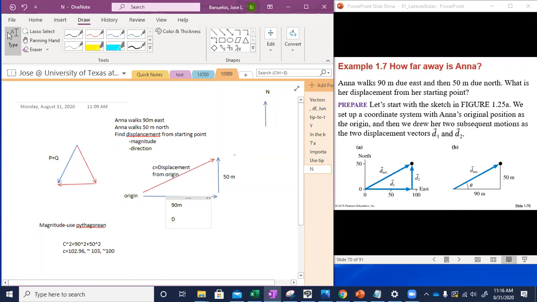What about direction? For direction, we're going to have to involve an angle of some sort. You see it labeled on the picture. They've got an angle theta drawn right there. So the angle that we care about is down there. Let me label my cartoon here. The angle that we're interested in is between that 90 and the displacement.